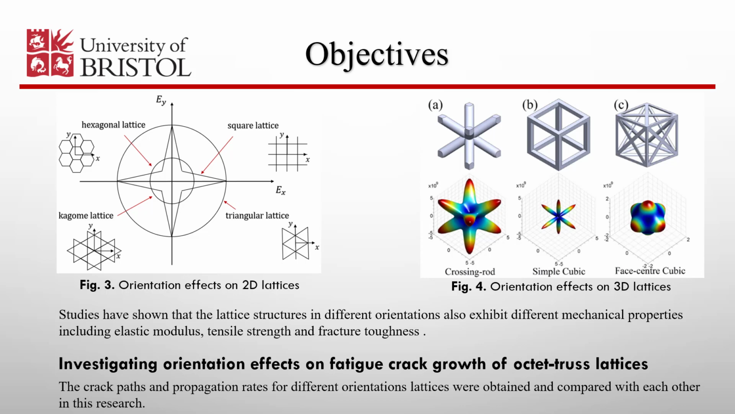Since the octet-truss lattice was proposed by Fuller, mechanical properties of octet-truss lattices have been studied extensively using theoretical and experimental methods. Modulus, strength, and fracture toughness of octet-truss lattice are highly dependent on the unit cell orientation. However, no studies have been done about the orientation effects on the fatigue crack growth of octet-truss lattice.